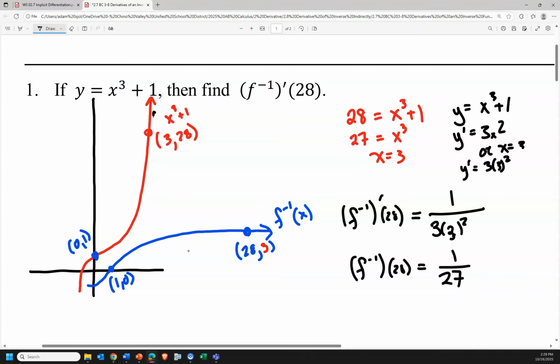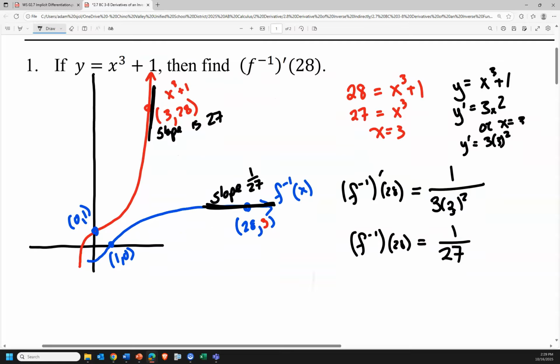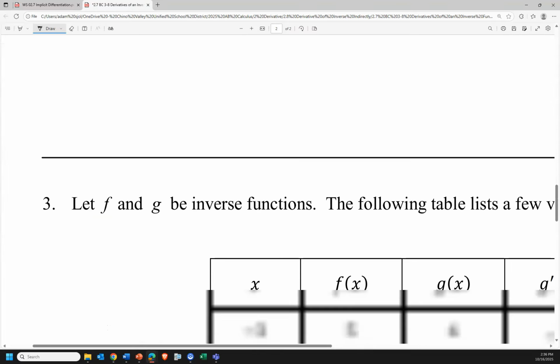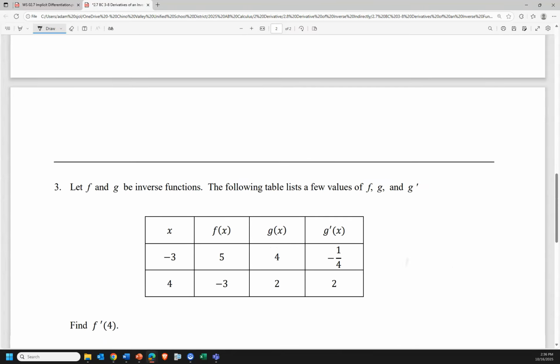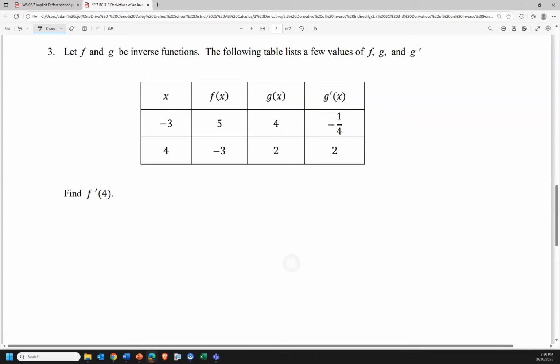Which also means, maybe we'll put it on the graph here, the slope on the inverse graph is 1 over 27. And at the corresponding point 3, 28, the slope is 27. I hope that helped. Ugly. Okay. Hopefully the last one is prettier. Ooh, a table of values. That should be fun.